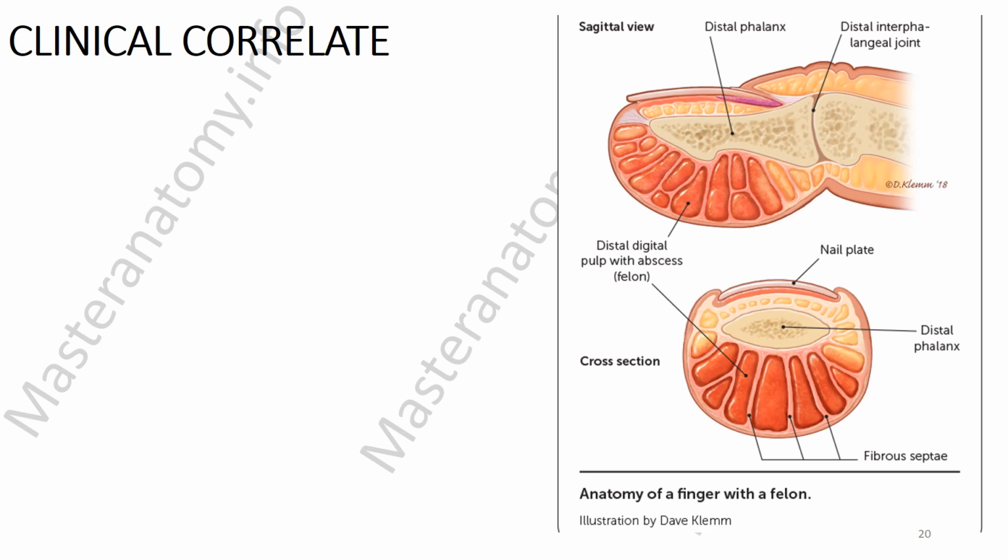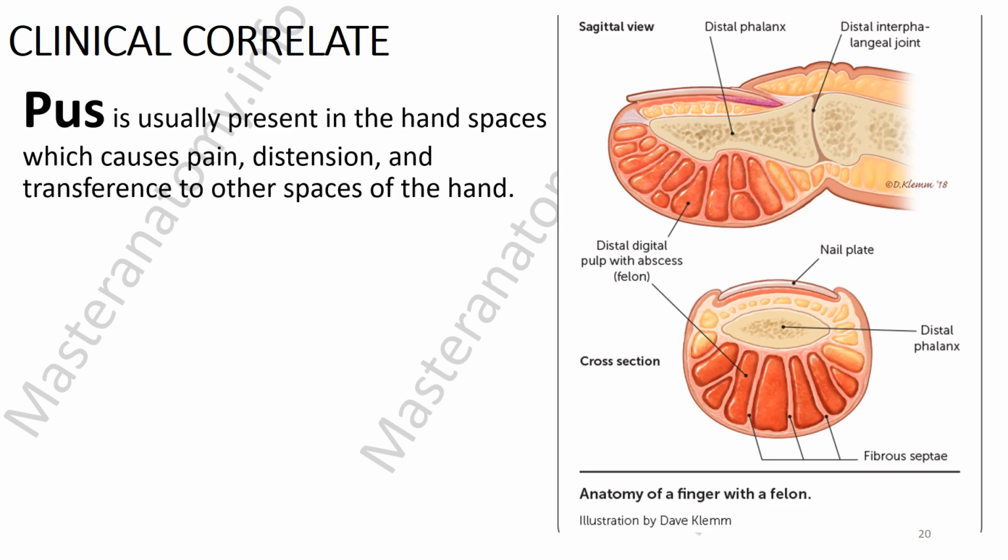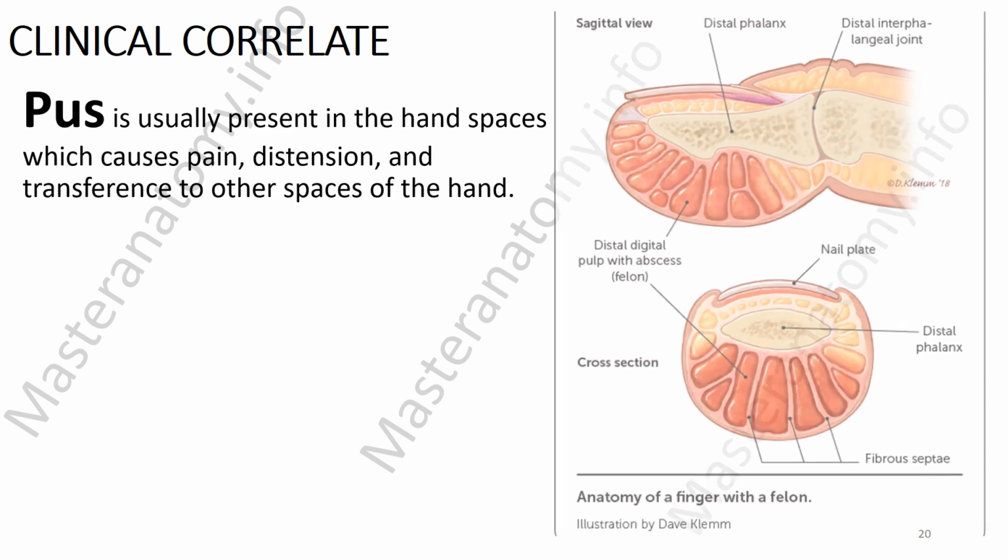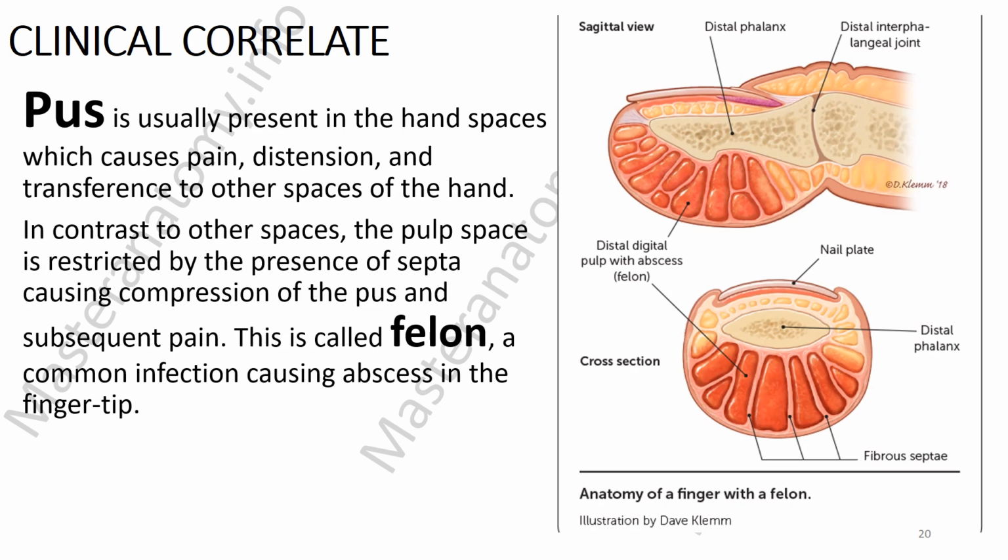Now the spaces get distended with pus, causing pain, and if not treated well, the pus may transfer the infection to other spaces in the hand. So unlike other spaces, the pulp space, as I said previously, is restricted by the presence of septa, and it restricts the distension of that space, so causing compression of the pus and subsequent increase in pain. Now this is called felon, and this is a common infection causing abscess in the fingertips.